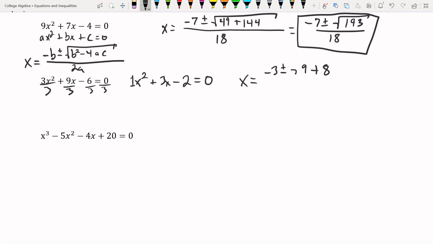Rewrite this radical, all over 2 times a. A is 1, so we have 2 times 1 is 2. Simplifying this, we get 17.